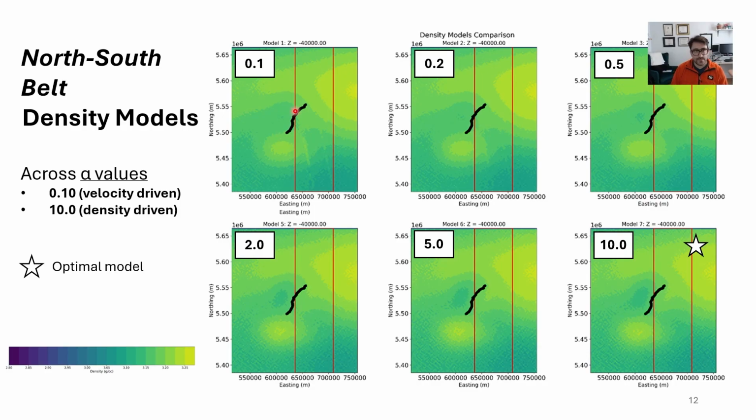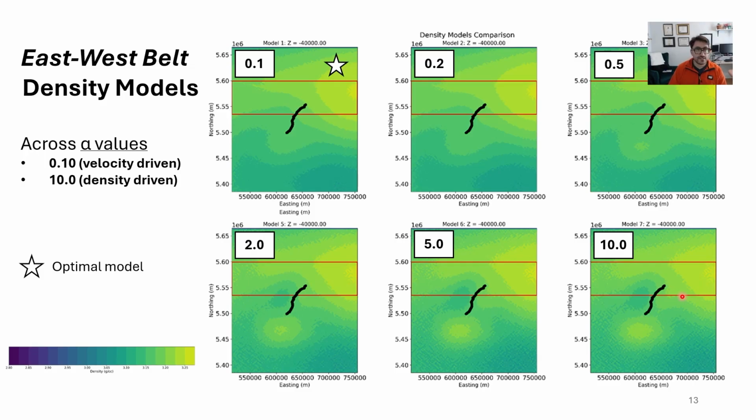I've starred on here the optimal model. That's the one that had the best fit in the validation data set, and that was the one that was the most density driven. However, again, in the east-west model, we found that the velocity-driven solution was the best fit.